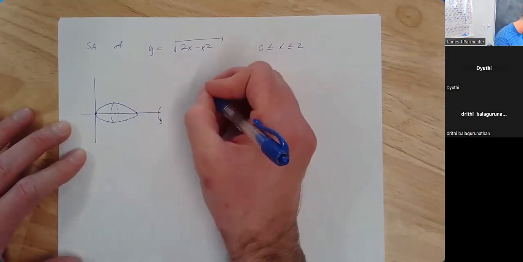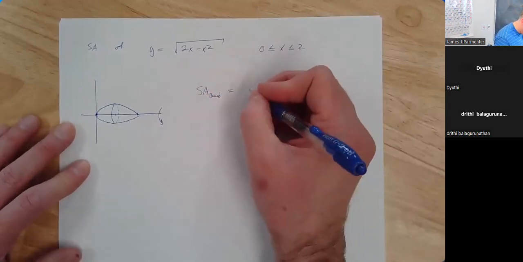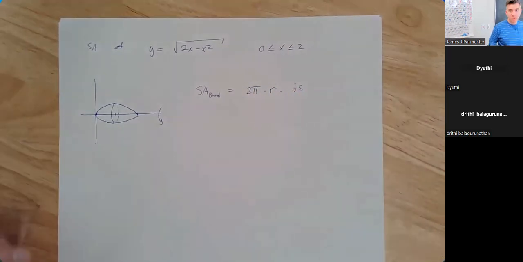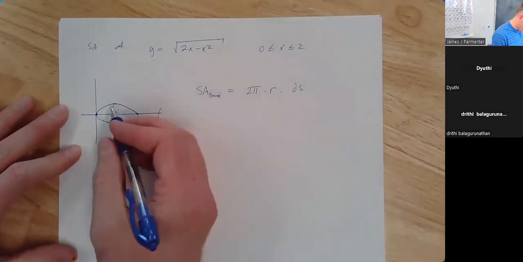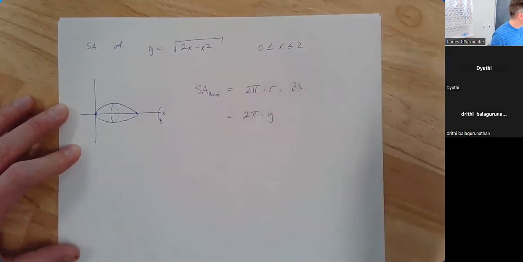I know that my surface area of my band, as it is every time, is 2 pi times the radius times ds. Okay, I want you to get this stuck in your head. If we're going around the x-axis, what's the radius? Is it x or y? Y. Always y. It's just that sometimes we then replace y with what it's equal to as a function of x. So when I'm thinking for this around the x-axis, I'm like, okay, that's 2 pi times y.